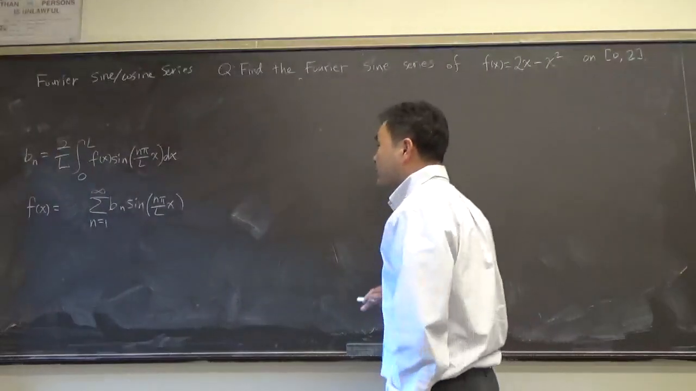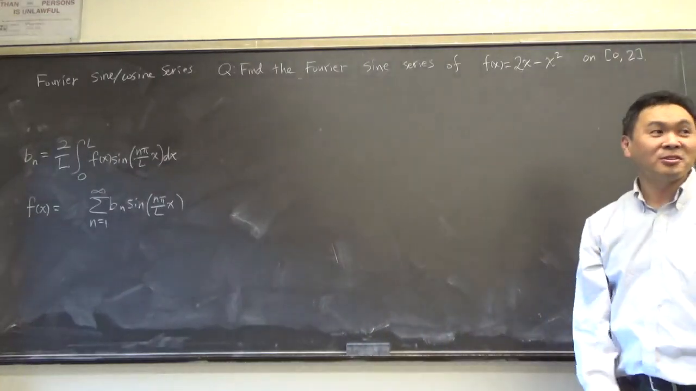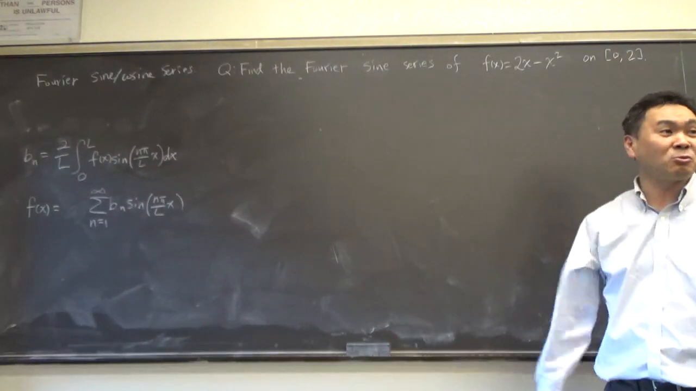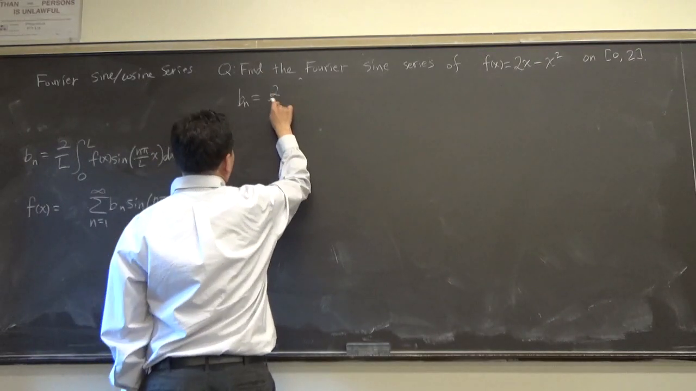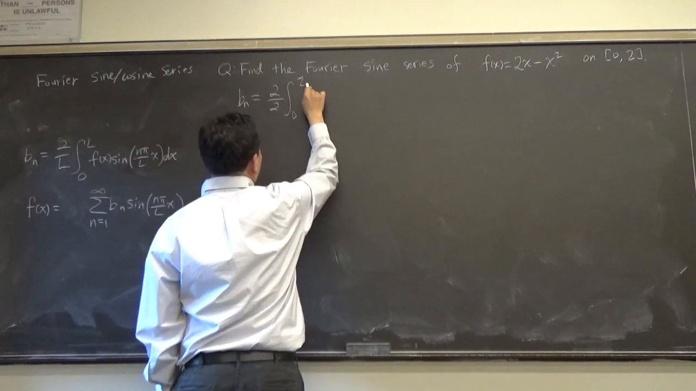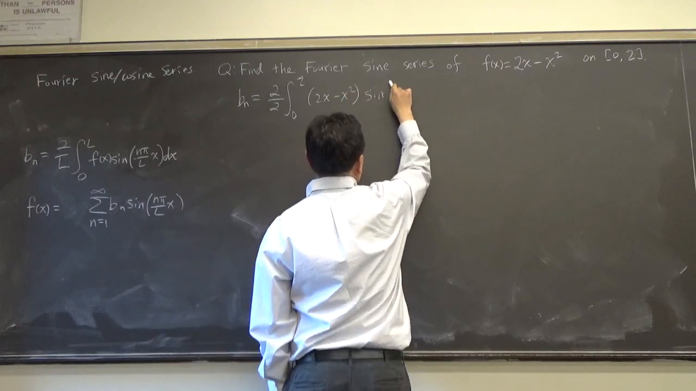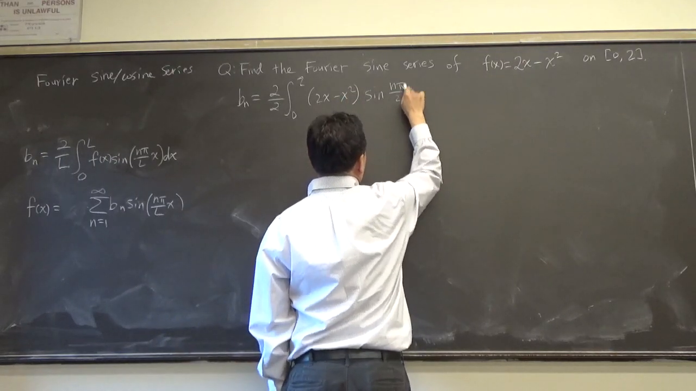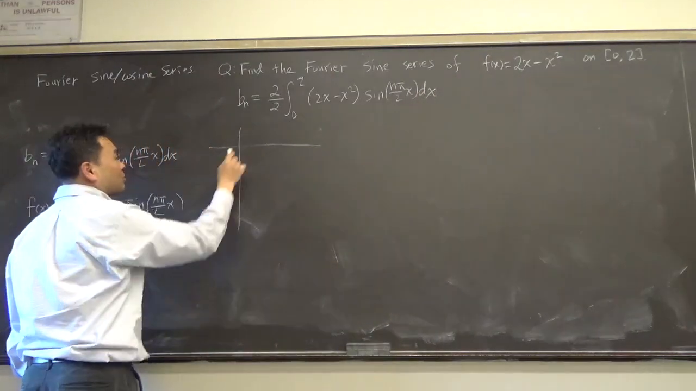All right. So now let's try the sine one. Sine is even easier. You just have to do one integral. So Bn equals 2 over 2 integral from 0 to 2 of (2x minus x squared) sine(n pi over 2 x) dx. Put the tabular.